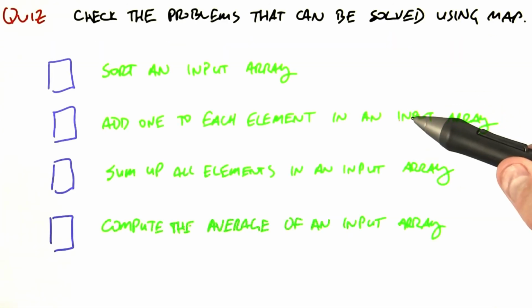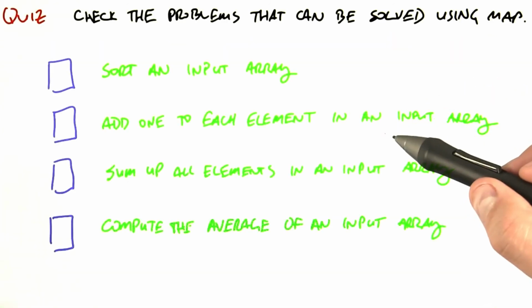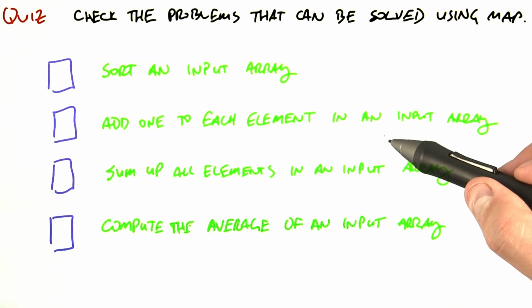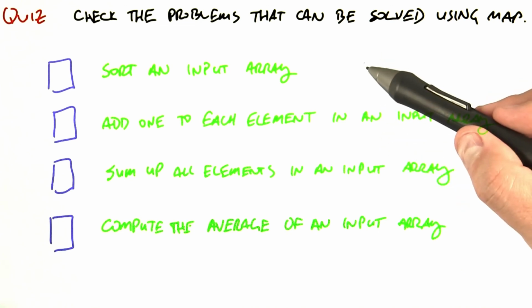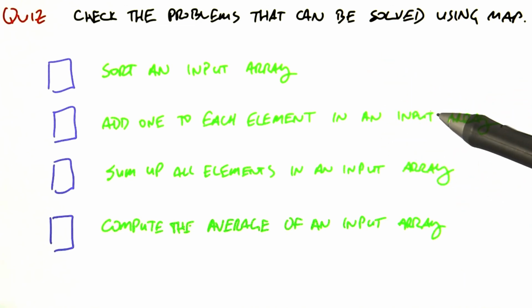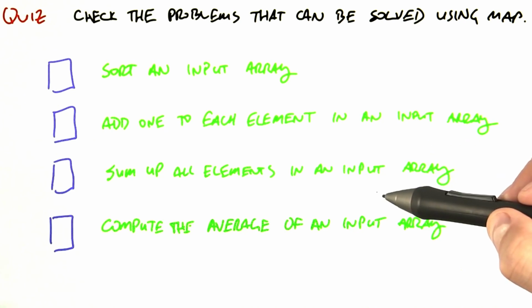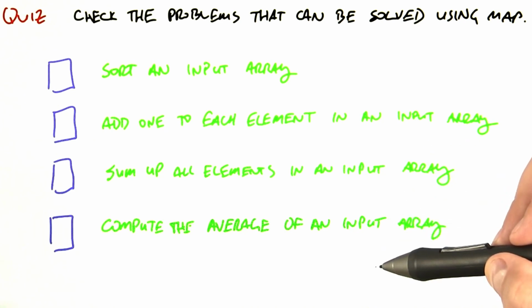So to make sure we understand map, let's do a little quiz. Check the problems that can be solved using a map operation on an input array. Sort, add 1 to each element in the array, sum up all the elements in the array, or compute the average of the elements in the input array.